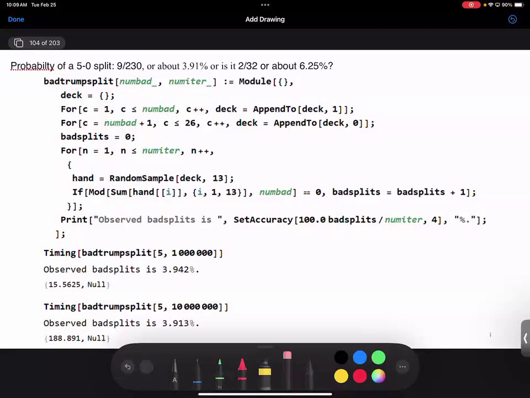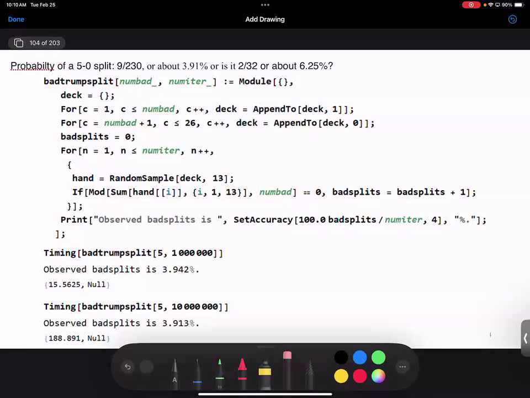And now what I do is I'm going to keep track of how many times I have a bad split where all the trump are in one hand. I'm going to do num iteration times. And then I'm going to take a random sample of 13 cards from the 26, and check whether the sum of the cards in the hand I just chose is 0 when I divide by num bad. So again, if num bad is 5, I check: is it a multiple of 5? If it is, then I have a bad split, and I'll increment the number of bad splits by 1. If not, I don't have a bad split, and I don't increment.